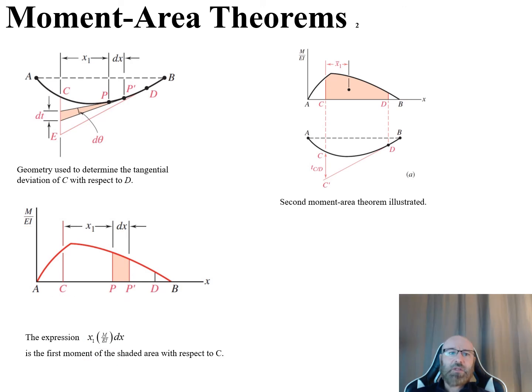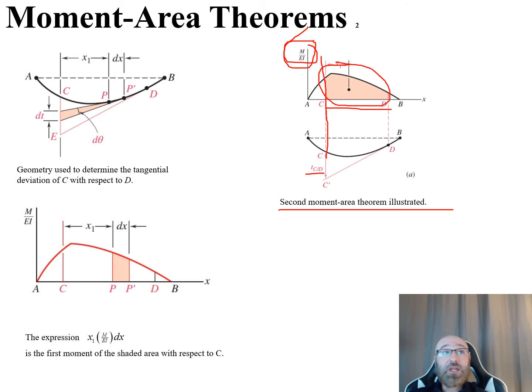So now let's take a look at our second moment area theorem that we have illustrated in our diagram on the top right. We can see there's our M over EI curve, going from C to D. According to this theorem, our tangential deviation t C slash D, which is C with respect to D, is going to be equal to the first moment with respect to the vertical axis through C of the area under this curve from C to D. So that's this shaded area right here.